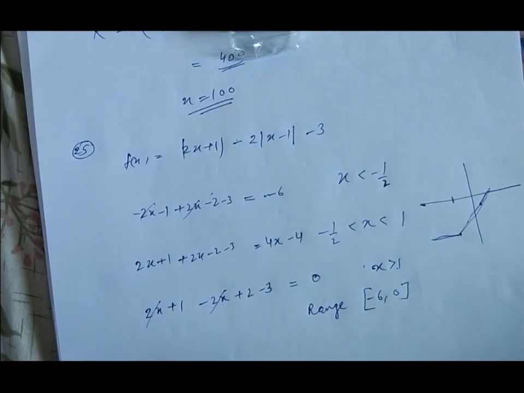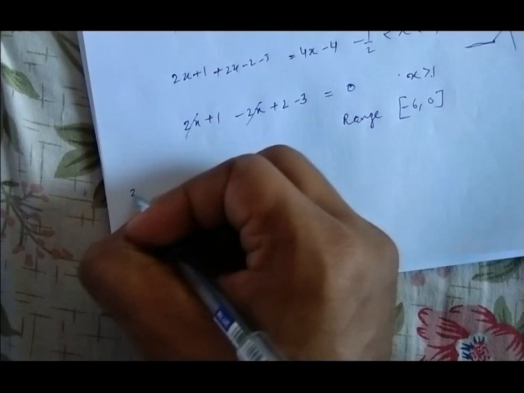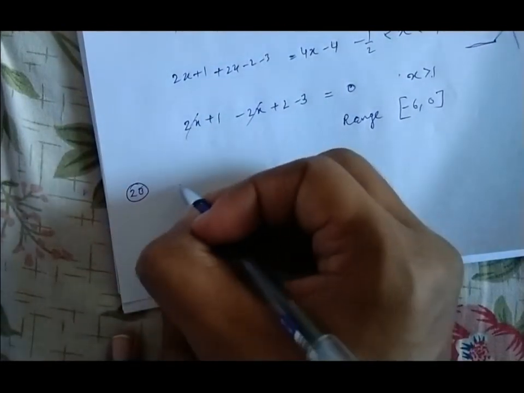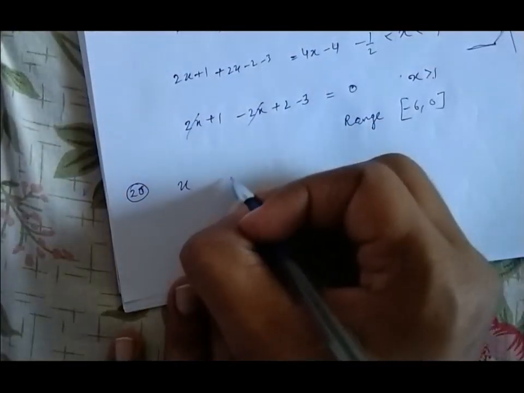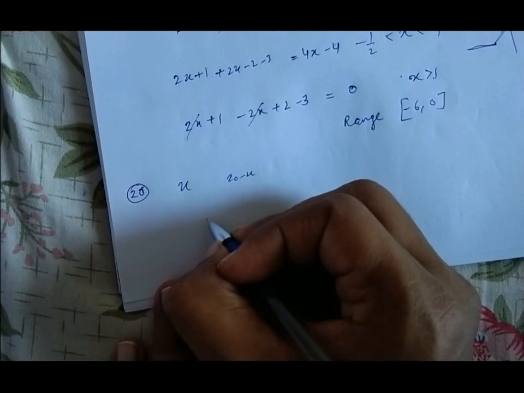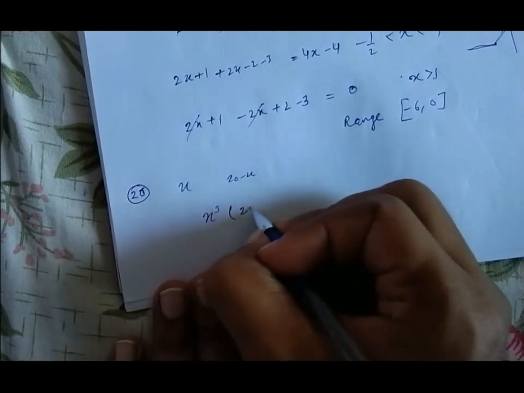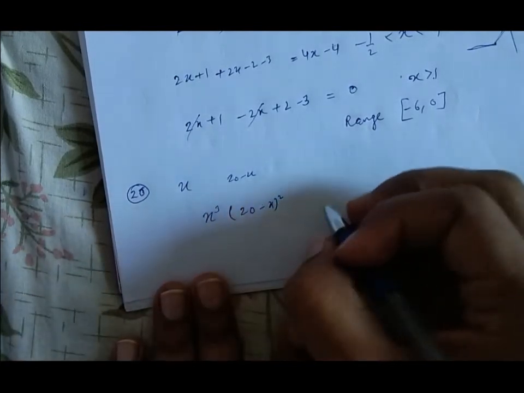Moving on to the next question, question number 26. Divide 20 into two parts such that the product of the cube of the one and the square of the other shall be the maximum. Okay, so 26. So let the two parts be x and 20 minus x. So what we need to maximize is product of cube of one and square of other. This is our function which we need to maximize.